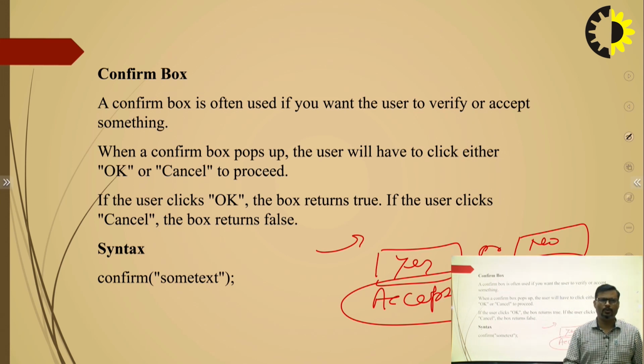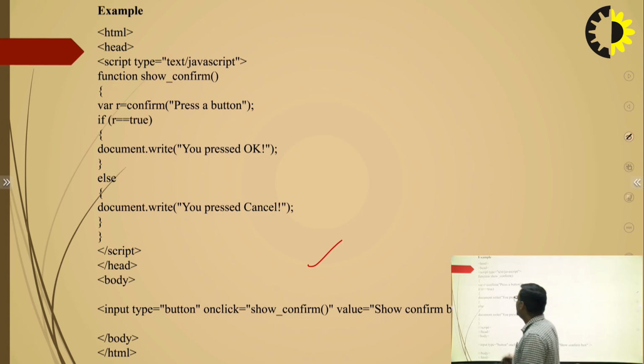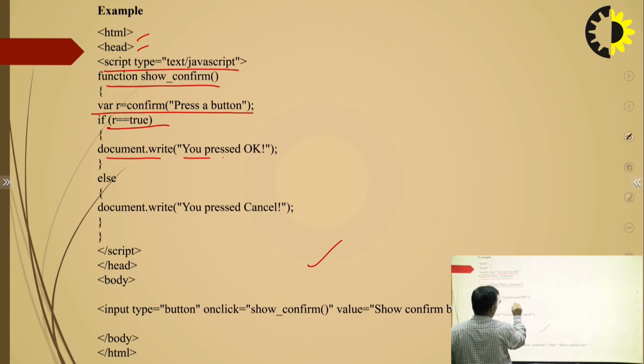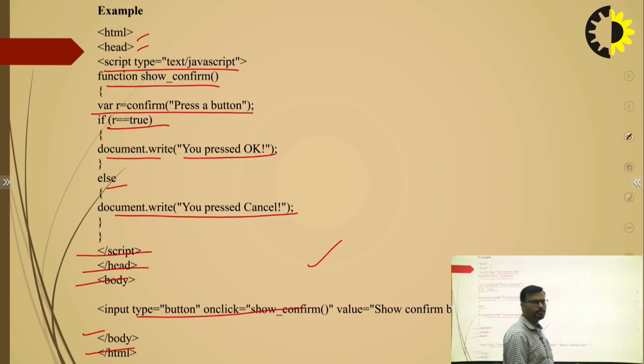If the user clicks OK, then the box returns true. If the user clicks the Cancel button, then the box returns false. This is one example. Another example: HTML, head, JavaScript, then function show confirm, then variable press a button. If this is true, then document write you pressed OK, else document write you pressed cancel. Then script close, head close, body close, and input type button, then body close, and HTML will be closed.